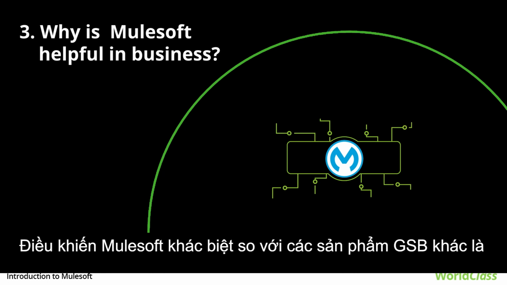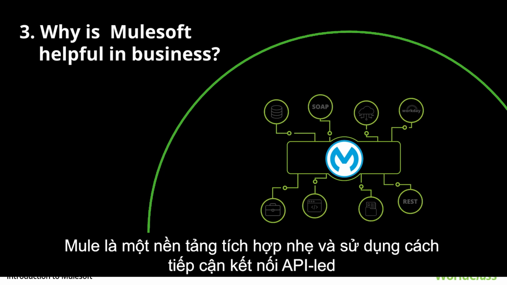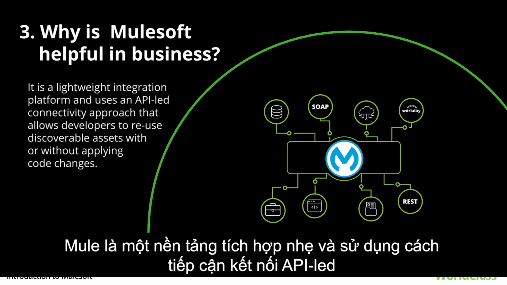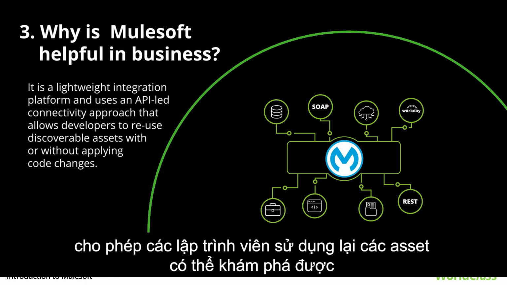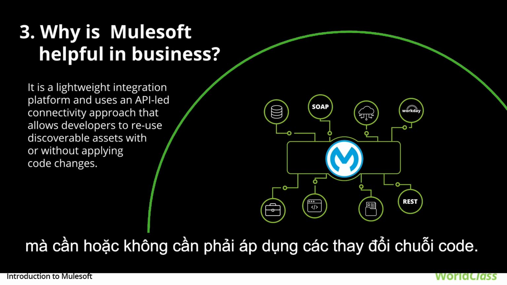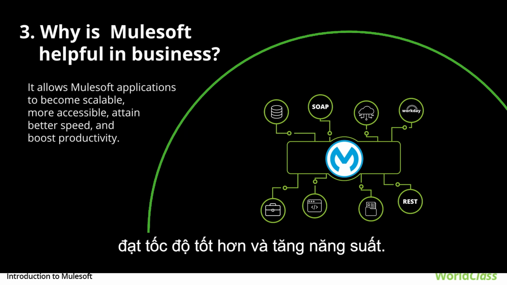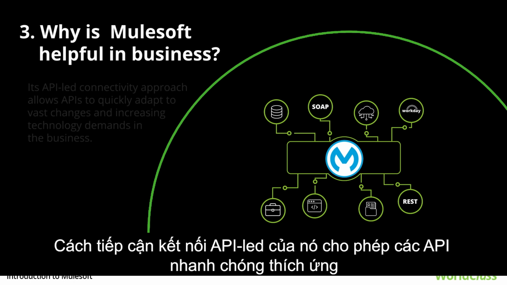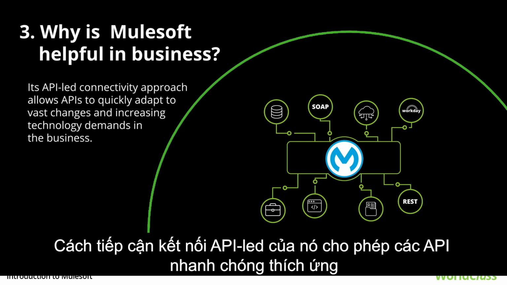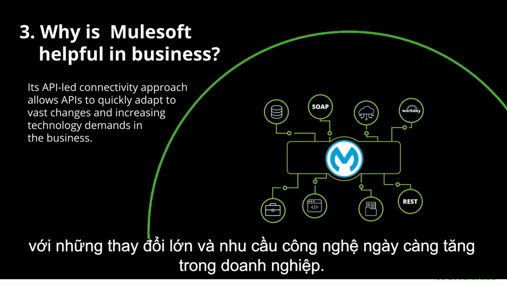What sets MuleSoft apart from other ESB products is that Mule is a lightweight integration platform and it uses an API-led connectivity approach that allows developers to reuse discoverable assets with or without applying code changes. This allows MuleSoft application to become scalable, more accessible, and attain better speed and boost productivity. MuleSoft's API-led connectivity approach allows APIs to quickly adapt to vast changes and increasing technology demands in the business.